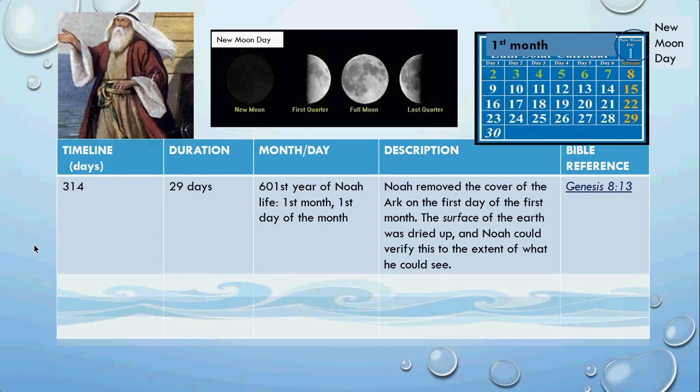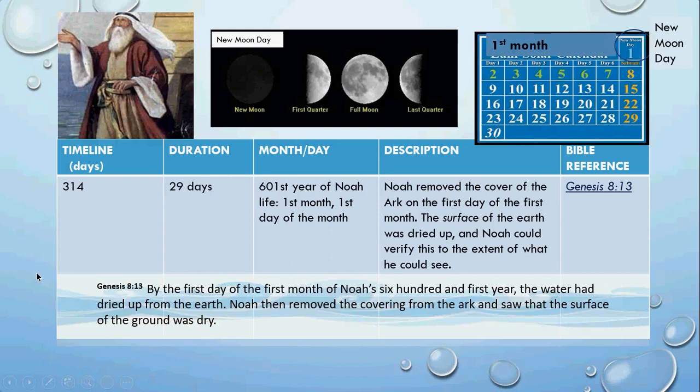Okay, the 601st year of Noah's life, the 1st month, and it's the 1st day of the month, which is New Moon Day. Noah removed the cover of the ark on the 1st day of the 1st month. The surface of the earth was dried up, and Noah could verify this to the extent of what he could see.